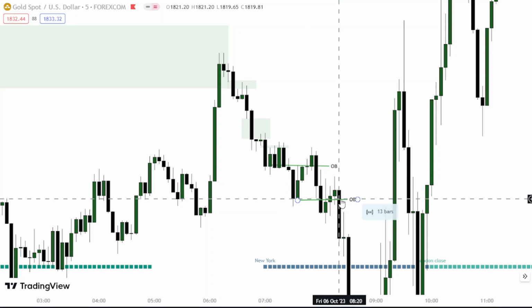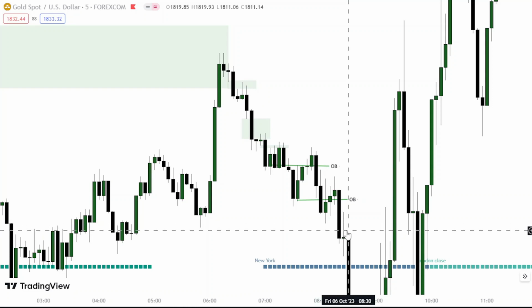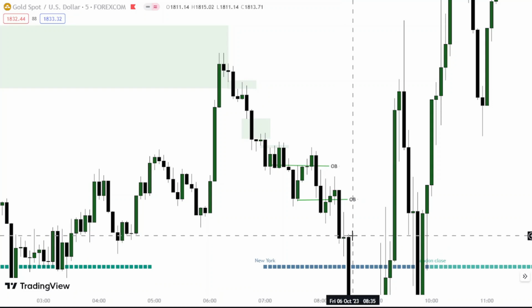So the 8.29 is simply this. Once price is at 8.29 into the news, so around somewhere here, if you go on the 1 minute time frame, the 8.29 candle, you open a sell order and you put your stop loss above the nearest structure.